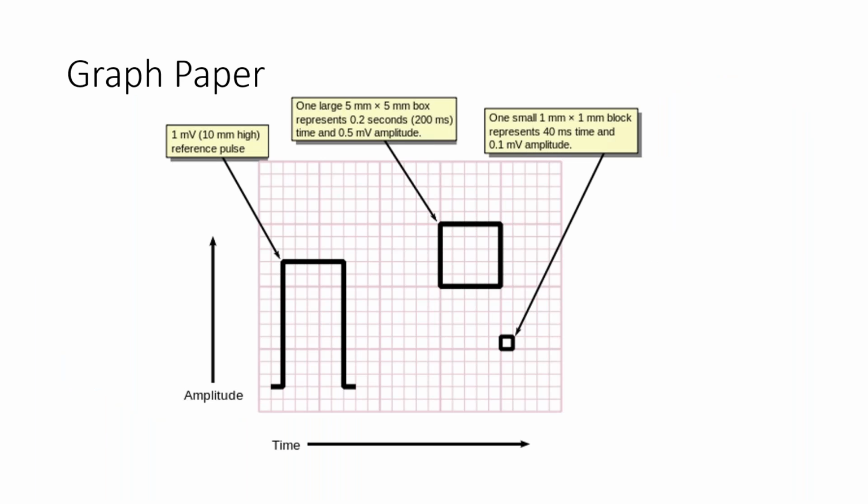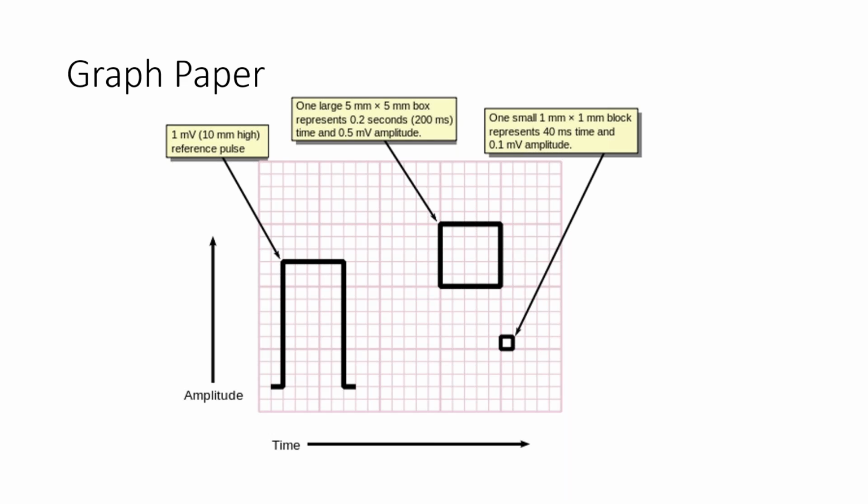So graph paper, this is what we were just talking about, the big squares and the small squares. So 1 millivolt, if we go back and look at that EKG printout, the page with the 12 lead, all of them start with this big square wave at the beginning. That's a reference for the doctors looking at this ECG, and they know that that's 1 millivolt. It takes up 10 little squares or 2 big squares. So 1 millivolt is 10 millimeters high, and it's a reference pulse.